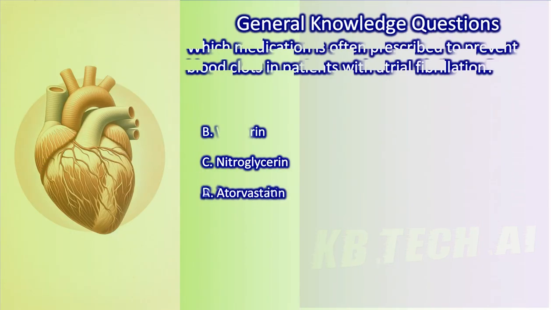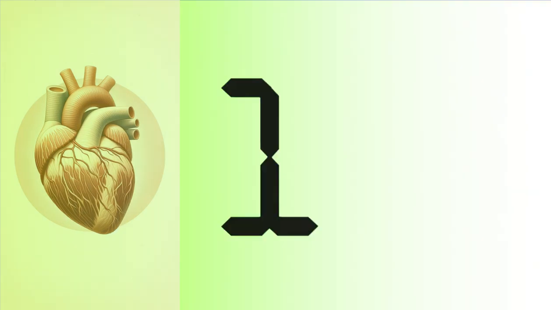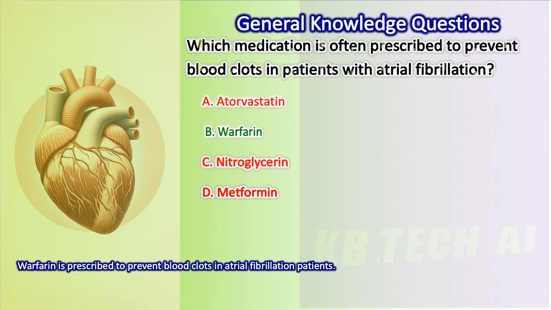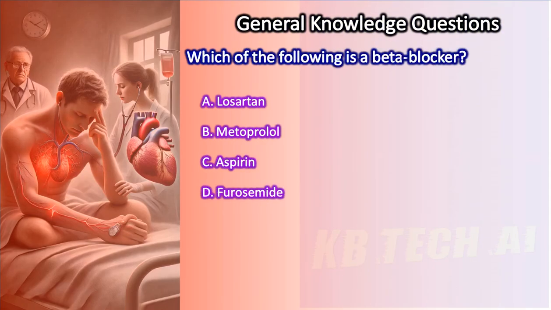Which medication is often prescribed to prevent blood clots in patients with atrial fibrillation? Option 1, atorvastatin. Option 2, warfarin. Option 3, nitroglycerin. Option 4, metformin. The answer is option 2, warfarin.